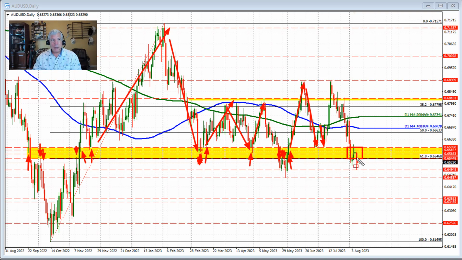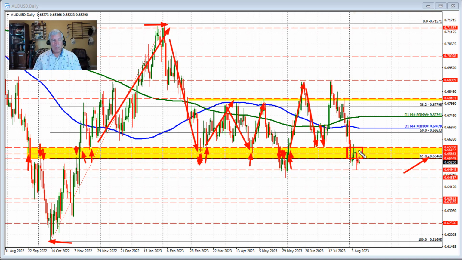So there is some apprehension, but as you can see, the price is below the low of that swing area and below the 61.8% retracement of the move up from the low of 2022 to the high of 2023. The level comes in at 0.65468. So staying below that level is more bearish on the daily chart here for the Aussie versus US dollar.